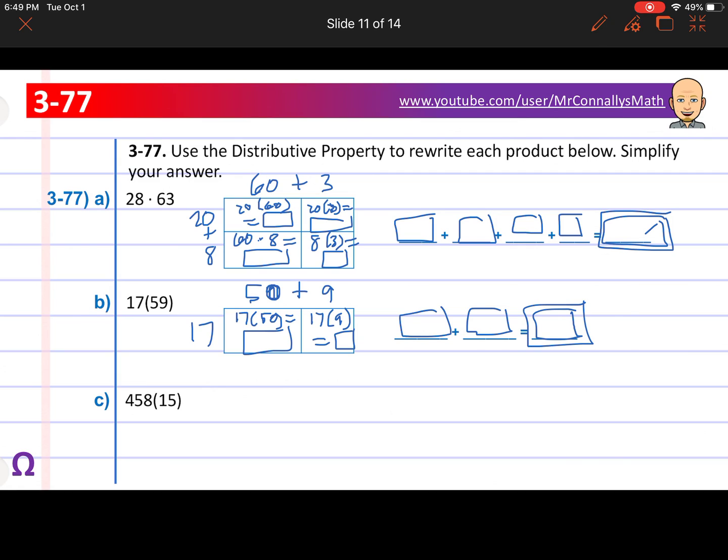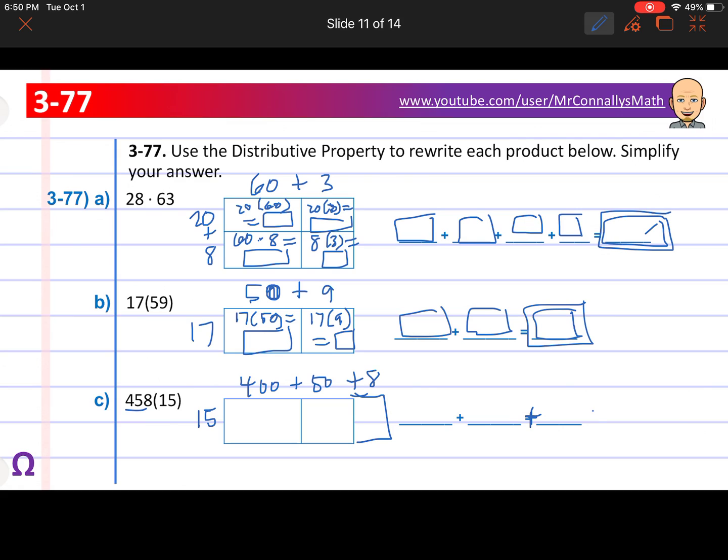And then the last one, oh, of course, we need to have a giant one. We've got 458, which I miscopied. So 15, we can just keep it as 15. And then 458, that's 4 hundreds plus 5 tens, and then I forgot to put 8 here. Okay, let's turn this into a plus, and that equals the answer.